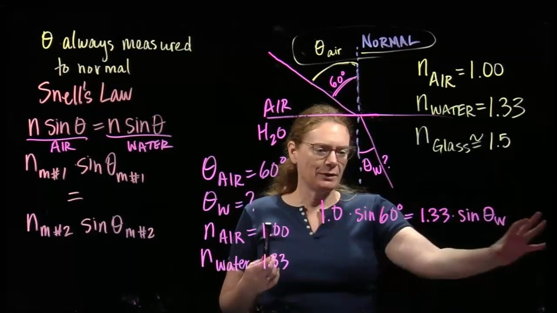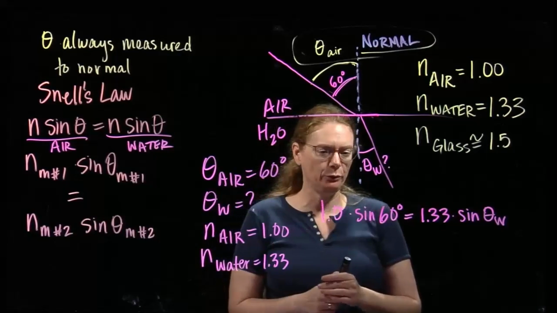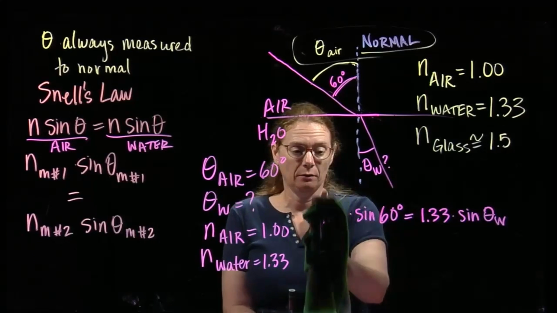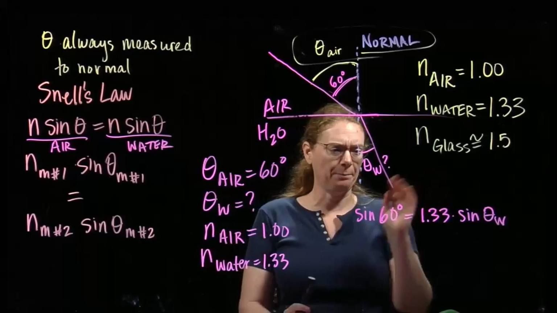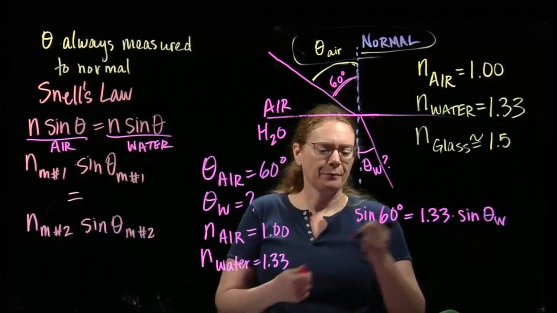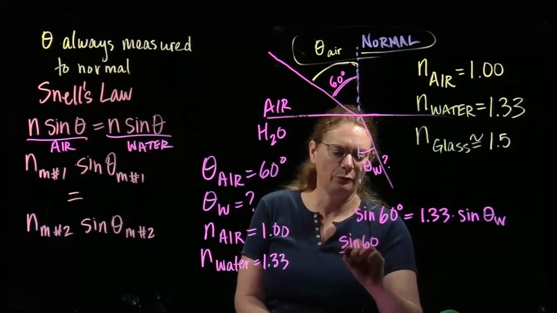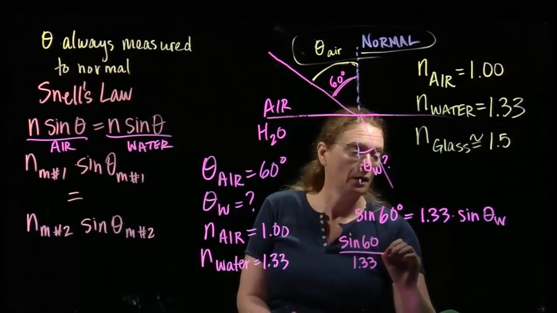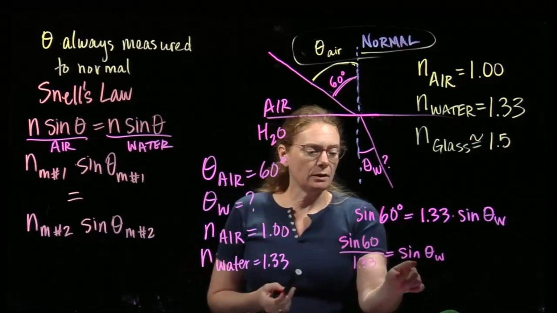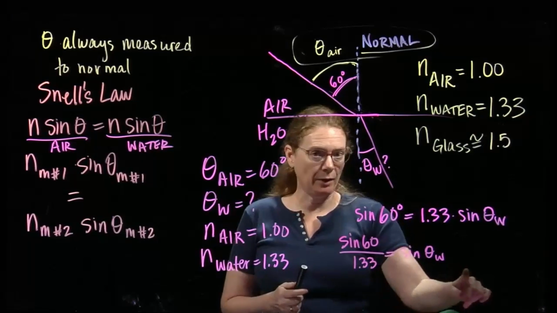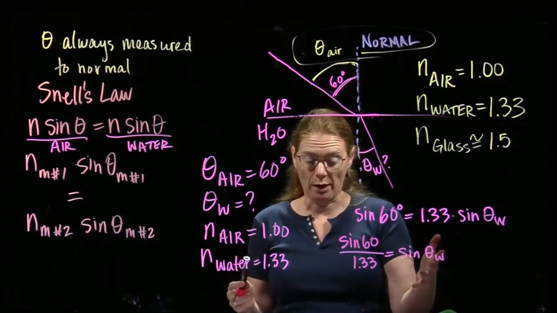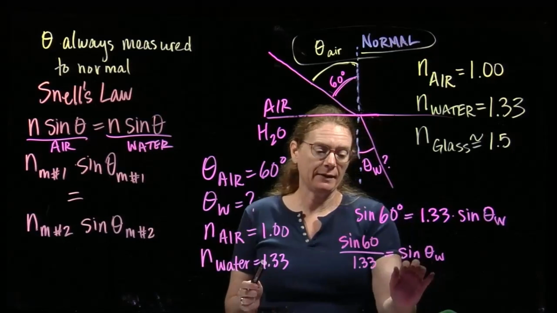So if we're to solve this for the angle in water, I'm just going to ignore the 1.0 in front here, that's a little bit easier to see. So I'm going to have the sine of 60 over 1.33 equals the sine of the angle in water. To get the angle out, you don't divide by the sine, because that's just going to be sine of angle over sine of angle. That'll just give you 1. So how do you get rid of a sine?